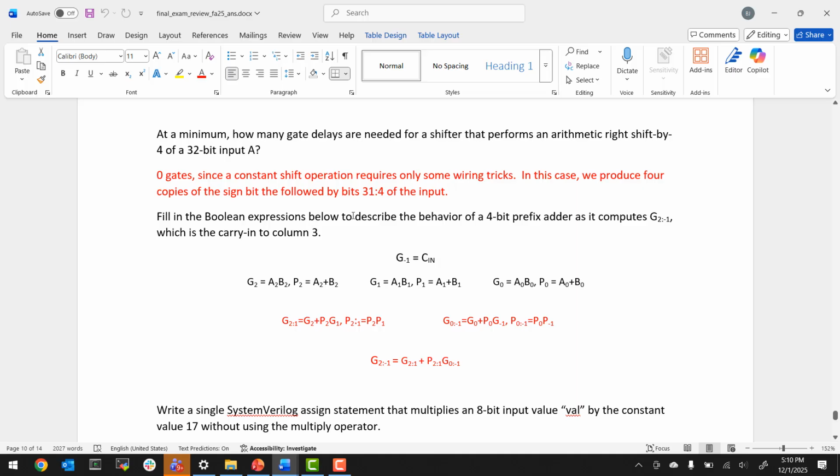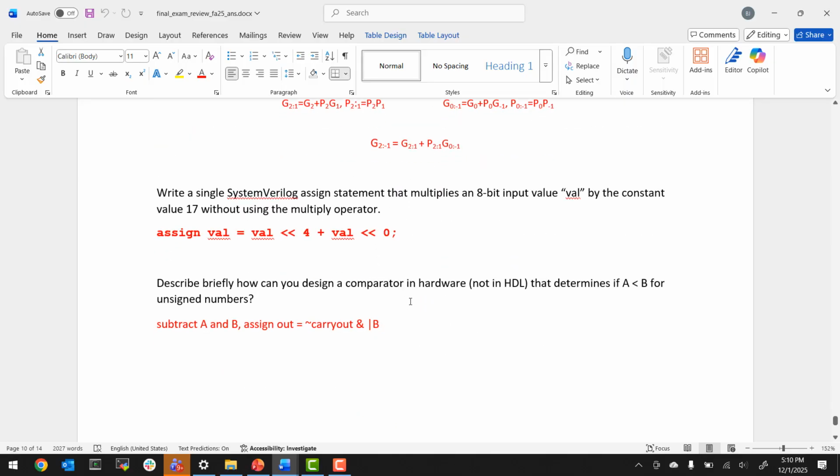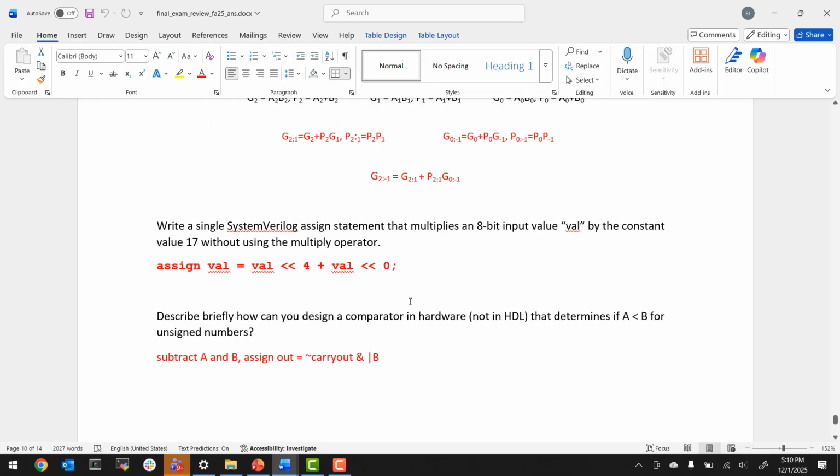Fill in the Boolean equations for a 4-bit prefix adder. That just comes straight from the slides. And I think that's it. Okay, so yeah, there you go. Any questions? I didn't review the CMOS stuff because we just got done talking about it, obviously. But make sure you review timing analysis, digital building blocks, sequential logic, CMOS design.